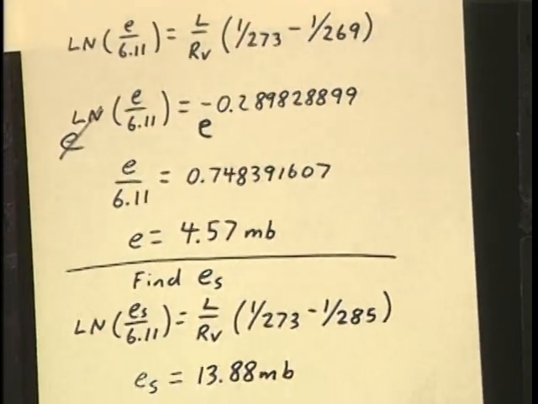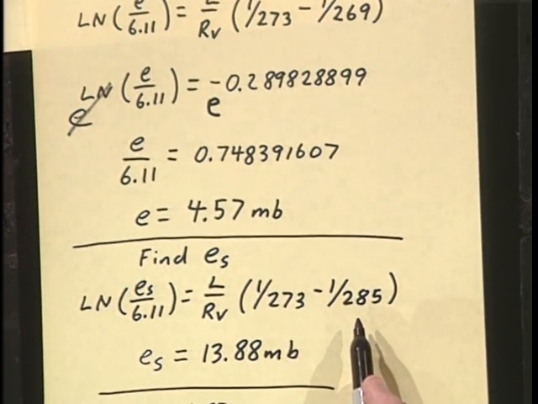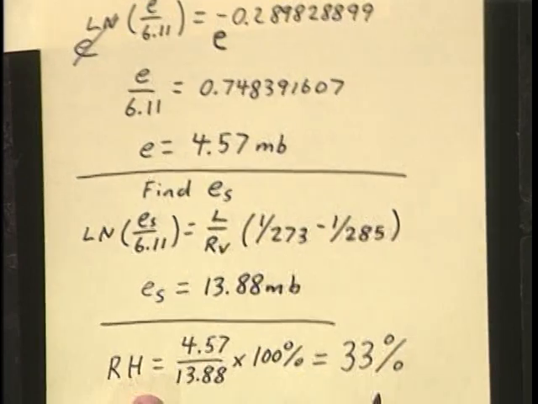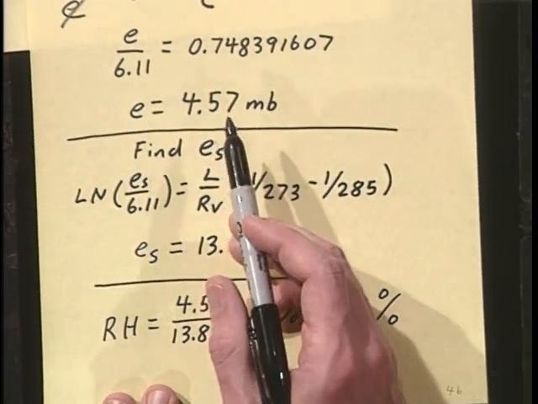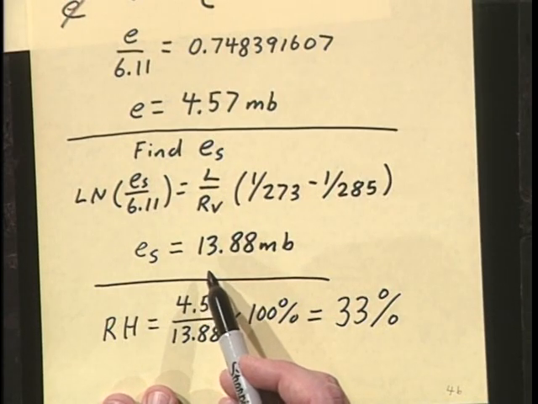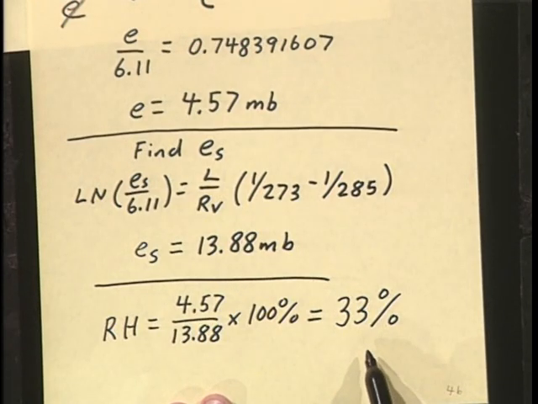And now to find the saturation vapor pressure, we use the same equation, except we now plug in the temperature for T here. And we go through the same process that we did above, and when that's done, we'll end up with a saturation vapor pressure of 13.88 millibars. So to find the relative humidity, we take the 4.57 millibars and divide by the saturation vapor pressure of 13.88 millibars and multiply by 100%. And so we determine that the relative humidity of this air is 33%.